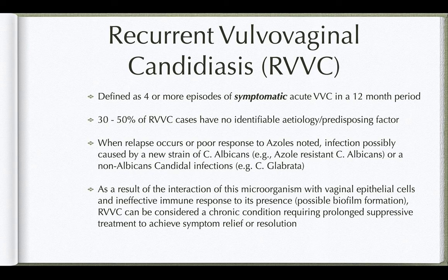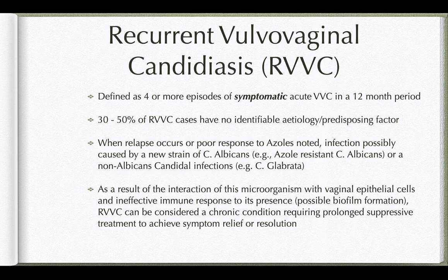Recurrent vulvovaginal candidiasis, or RVVC, is defined as 4 or more episodes of symptomatic acute VVC in a 12-month period. 30 to 50% of RVVC cases have no identifiable etiology or predisposing factor, i.e., it should not be caused by recurrent use of broad-spectrum antibiotics or in a poorly controlled diabetic.